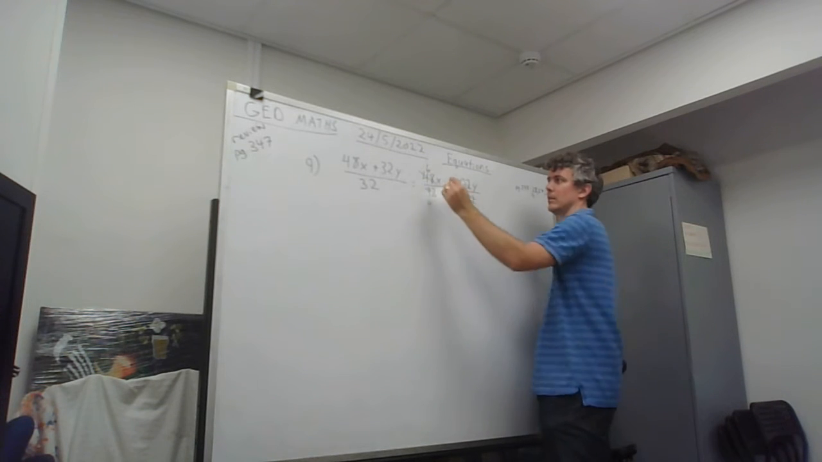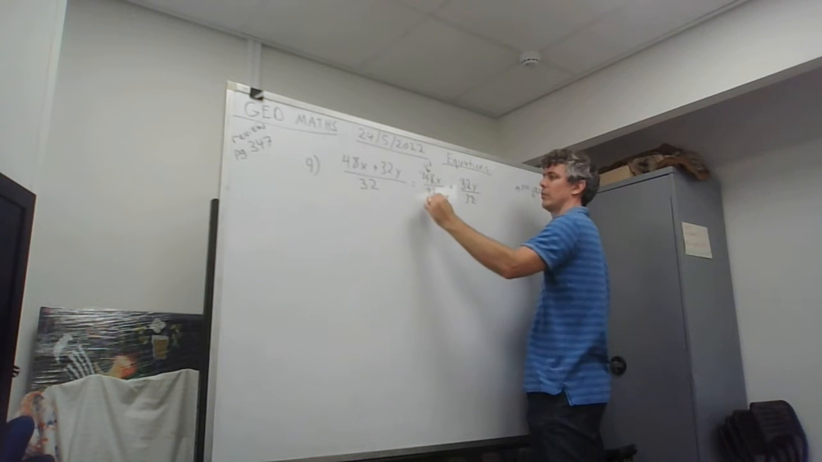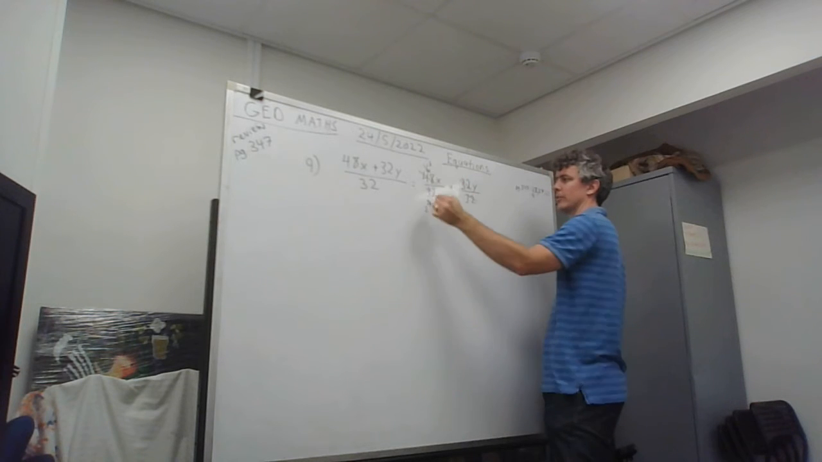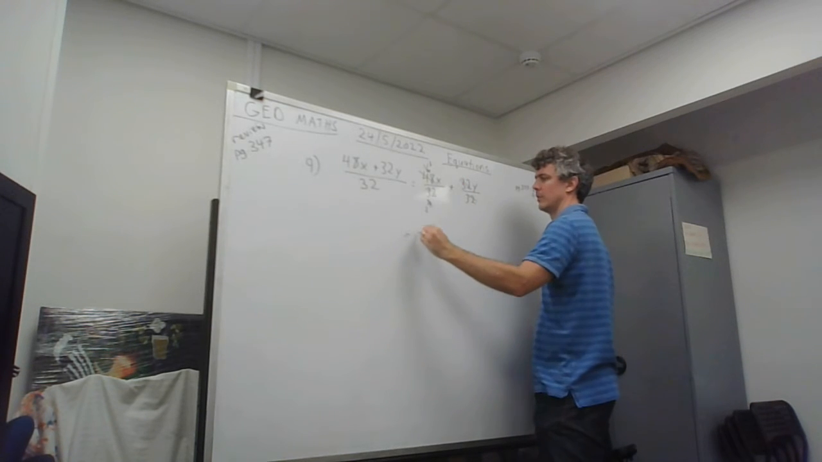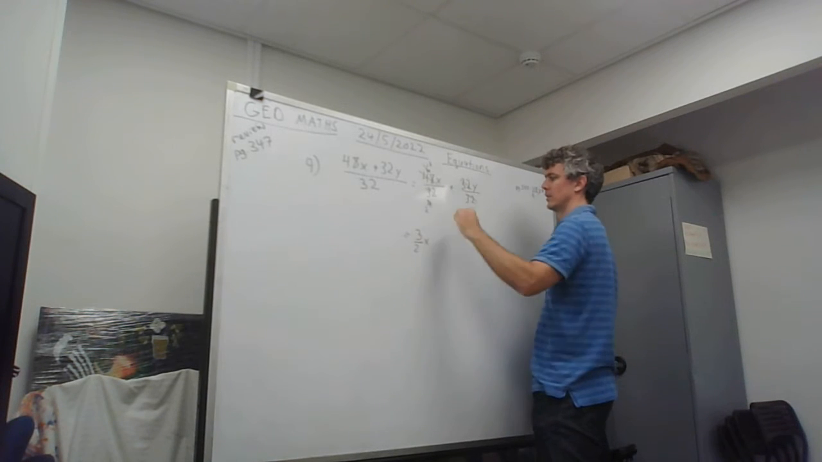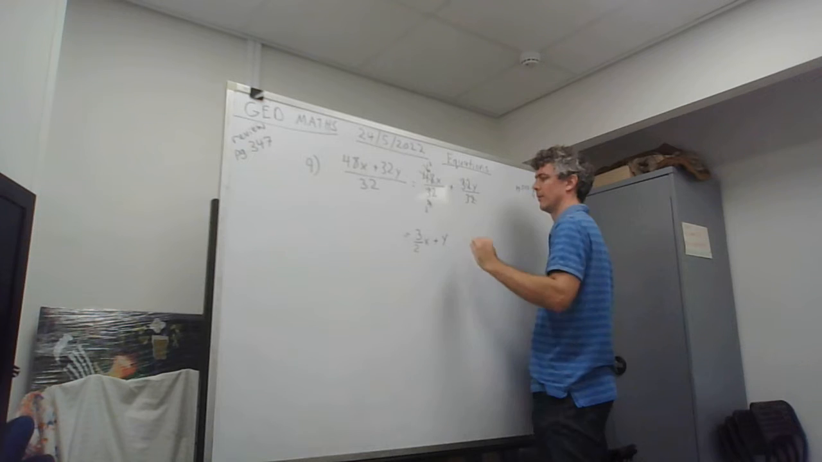Now we have a 6 and a 4. Any common numbers? 2. So 2 goes into 6, 3. And here's 2. So we have 3 over 2, x. So this equals 3 over 2x plus y.